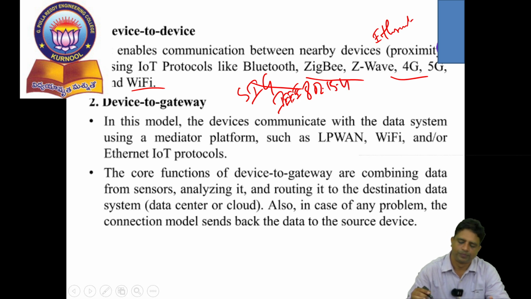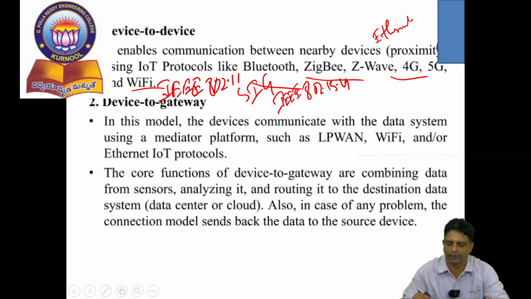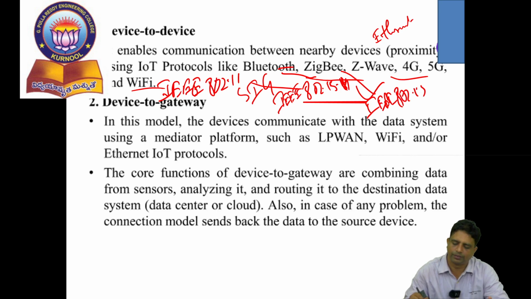IEEE 802.15.1 for Bluetooth, sorry, one for Bluetooth, and IEEE 802.11 for Wi-Fi. All these standards are given for communications. And for ZigBee we have IEEE 802.15.4. For one it is Bluetooth, for four it is ZigBee, and for 802.11 it is Wi-Fi. These are all the standards described by the IEEE network communication standard organizations.